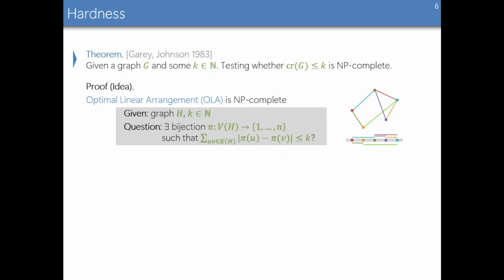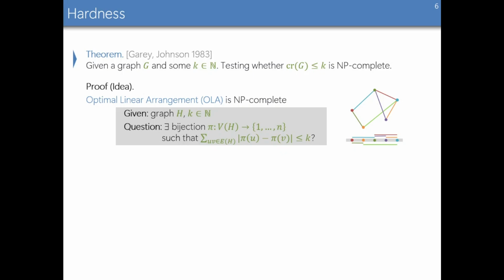So this problem with which we start in Garey and Johnson's proofs is the optimal linear arrangement problem, or OLA for short. There you are given a graph, like the colorful graph here, and you want to find a permutation of the vertices along this line here, such that when you look at the distance of the vertices that are connected by an edge, and you count the length of each edge, the sum of all the edge lengths is minimized.